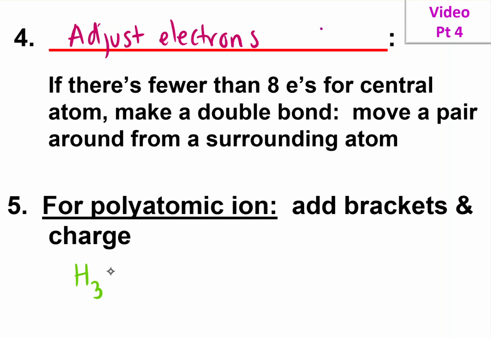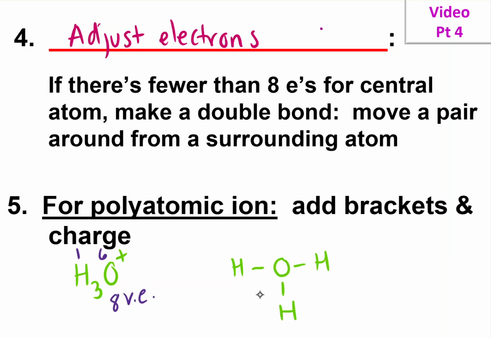So let's do a complete structure for this ion. I put what's different in the middle, and then I put my other atoms surrounding, starting with single bonds. And then I see how many electrons this would normally have. Hydrogen would normally have 1, and oxygen normally has 6. 3 times 1 plus 6, that would be 9, but I have a positive charge, so I'm going to have 1 fewer. So this needs 8 valence electrons.